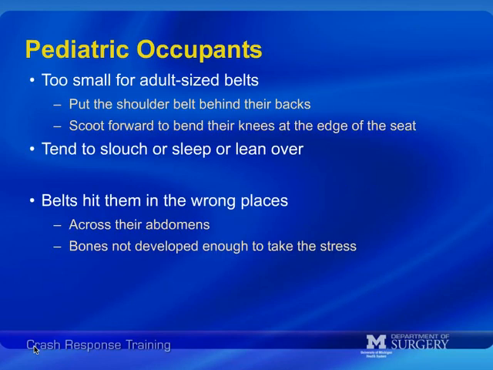Children try to make themselves comfortable in a belt that doesn't fit them, and they are too small for adult-sized belts. Sometimes they put the shoulder belt behind their backs. They will scoot forward to bend their knees at the edge of the seat so they're comfortable. They tend to slouch, sleep, lean over, all different kinds of things. Additionally, belts hit them in the wrong places. Frequently, the belts will go across their abdomens, and even when the belts are in the proper place, their bones are not as developed as adult bones to take the stress.